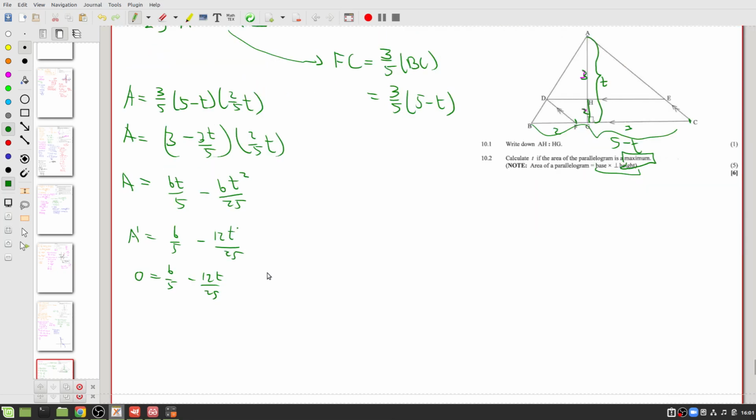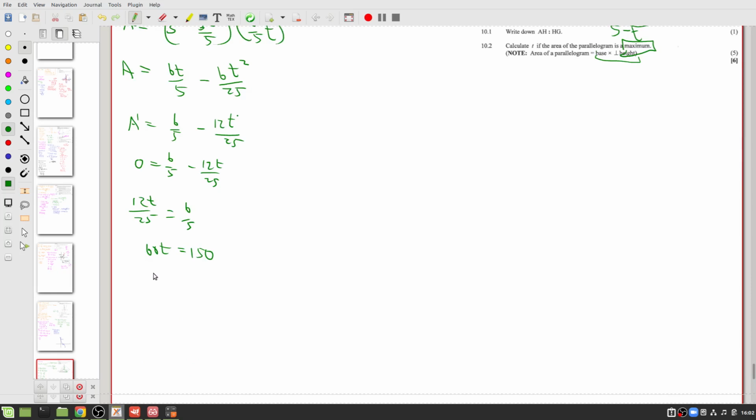And now we just want to solve for t. Okay, so I'm just going to take this over. 12t/25 equals 6/5. Multiply this side by 5, so we get 60t. And multiply this side by 25, so we get 150. And then we divide both sides by 60. So 150/60 is 15/6. And we can divide both by 3, so we get 5/2.